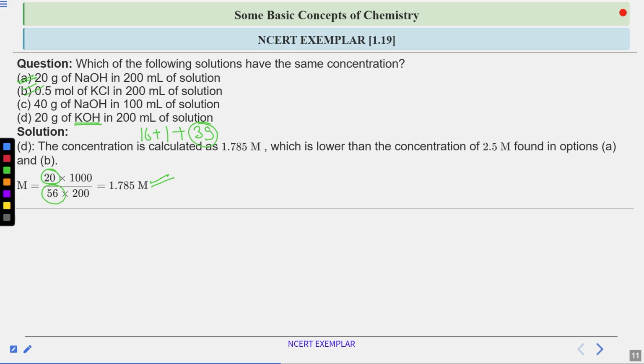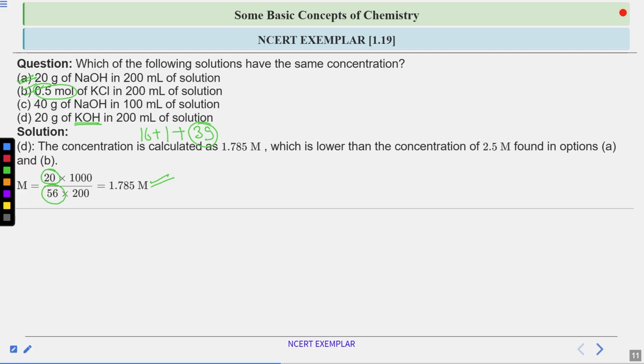Before that, if anyone has any question, they can ask it here. Because we have this mole already given, we don't have to calculate mole for KCl. For that reason, we are not considering the formula. We need the number of moles, and it is already given in option B. You can see it very clearly. It is 0.5 mole of KCl in 200 ml.